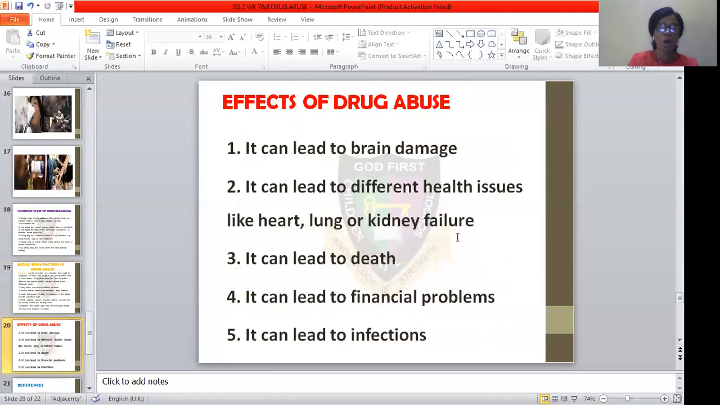Let's see the effects of drug abuse. We have many various effects of drug abuse. I'll just discuss five for the purpose of today's teaching. The first one is it can lead to brain damage. When you get addicted to a particular drug, my friend, it will damage your brain. It will damage some organs of your body, not only the brain. Some organs of your body will be affected. It can lead to different health issues like heart disease, lung disease, or even kidney failure.